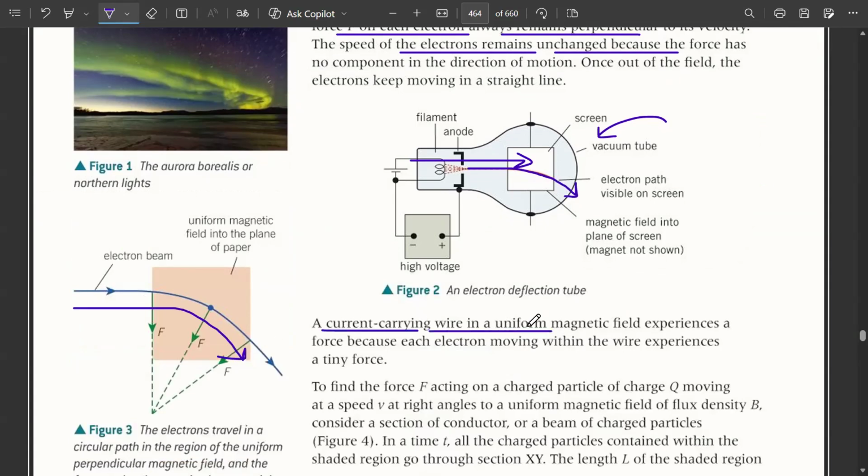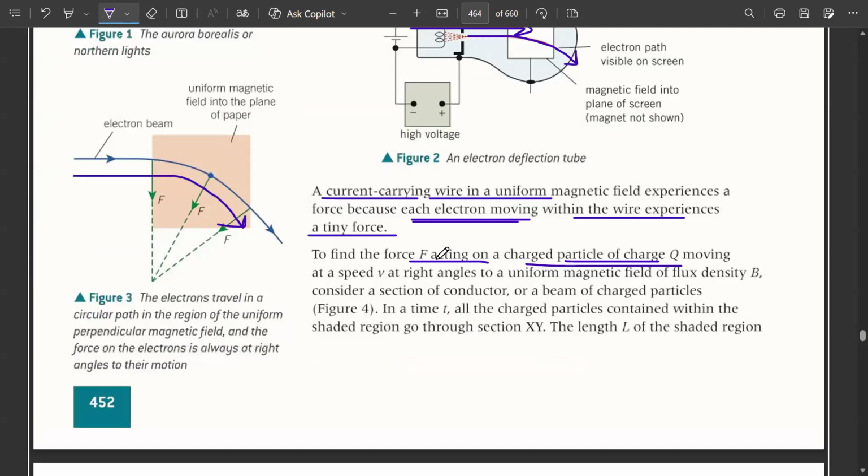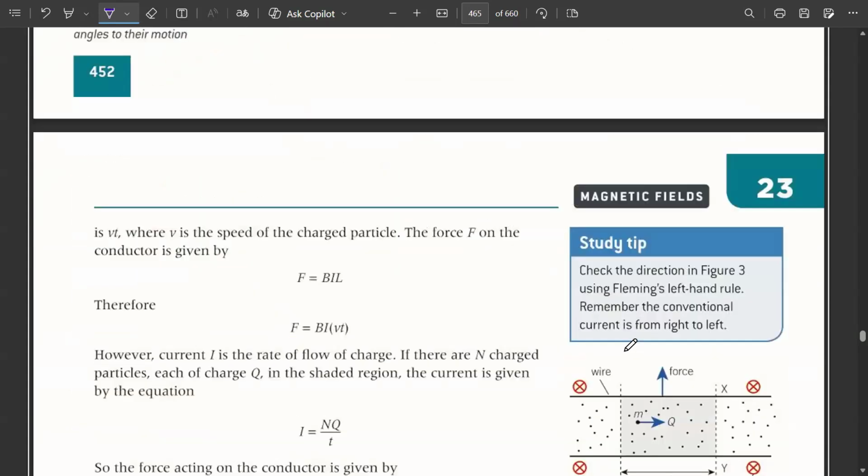A current-carrying wire in a uniform magnetic field also experiences a force because each electron moving within the wire experiences a tiny force. To find the force acting on a charged particle of charge q moving at a speed v at right angles to a uniform magnetic field of flux density B, you can consider, let's say, a beam of charged particles, like we have talked about with the electrons as well.